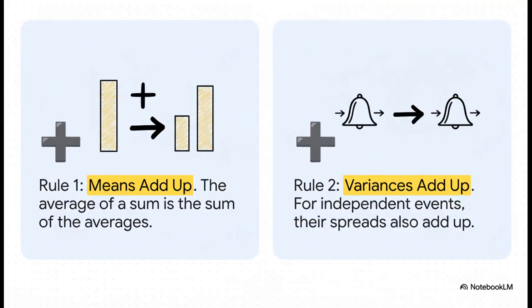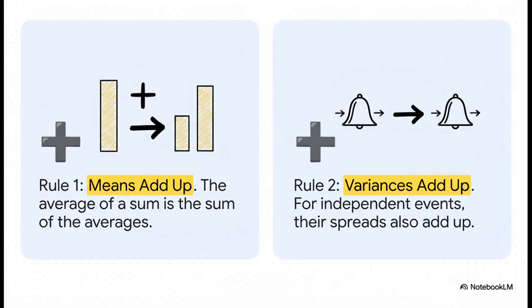Okay, rule number 1 is about the average or the mean. And it's super intuitive. The average sum of 2 dice is just the average of the first die plus the average of the second. Simple. The second rule is about variance, which is just a fancy word for how spread out the results are. And for independent events like dice rolls, the spread also adds up. So the more dice you roll, the wider the range of possible sums becomes.